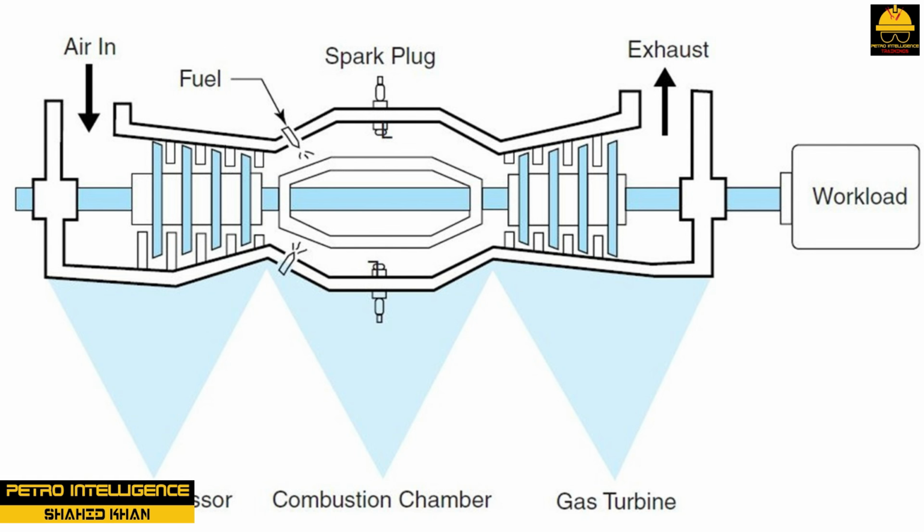engines. There are three primary parts of a gas turbine system: an axial compressor, a combustion chamber, and a gas turbine as shown in picture.